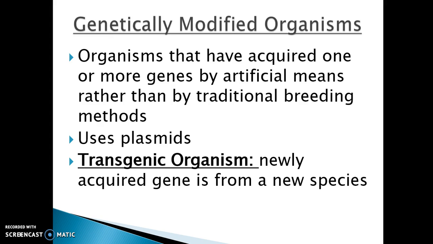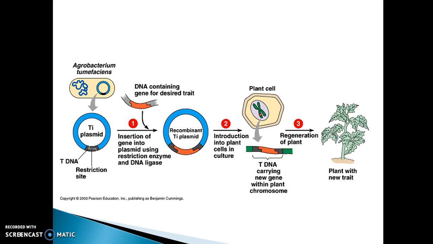A transgenic organism is an organism that has acquired a gene from a different species. This is how the process occurs, and again, it's dealing with the plasmid. The desired trait or gene is inserted into the plasmid. It's a recombinant plasmid, a combination of two different DNAs. Then you put it into the plant of choice, and it has the new trait when it regenerates.